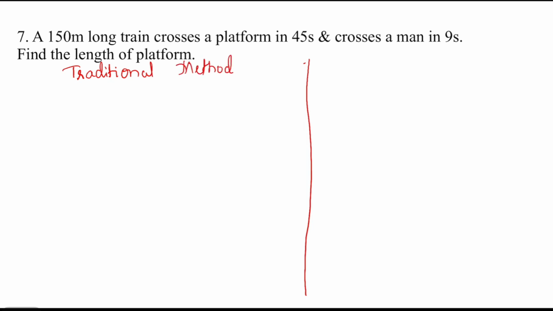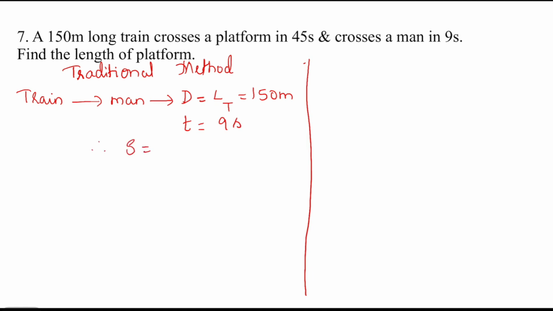A 150-meter long train crosses a platform in 45 seconds, and crosses a man in 9 seconds. So what is happening? The train crosses the man in 9 seconds. When a train crosses a man, the distance is just the length of the train, so it is 150 meters. Then the time is 9 seconds. So what will be the speed?